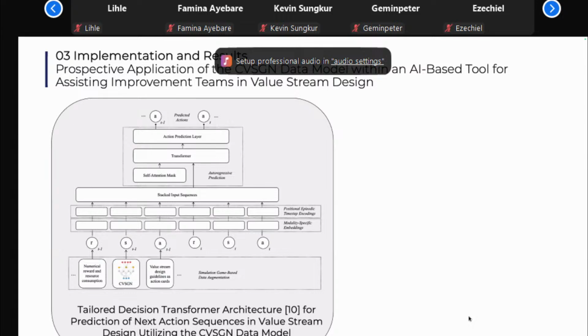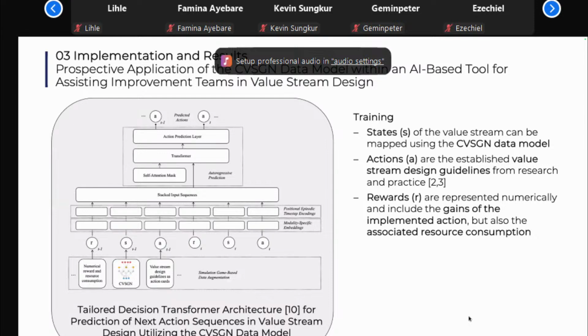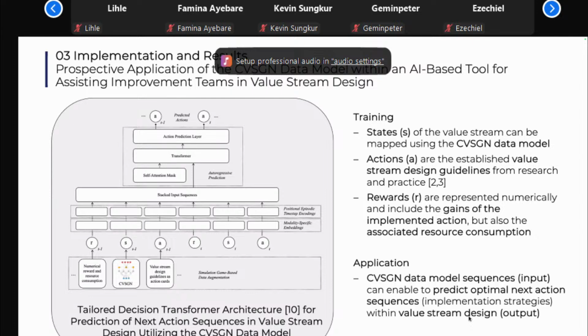So this data model, of course, has an intended use. In this case, I constructed, just to showcase how it could be used, a tailored decision transformer architecture, with its task being to predict next action sequences in value stream design, thereby using this specific data model. Within training, the states are represented by the data model I just explained. The actions are value stream design guidelines, known from research, and the rewards are the gains of the actions applied on these specific states, with associated resource consumption.